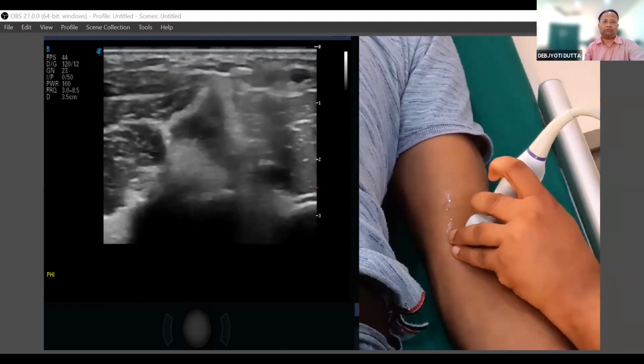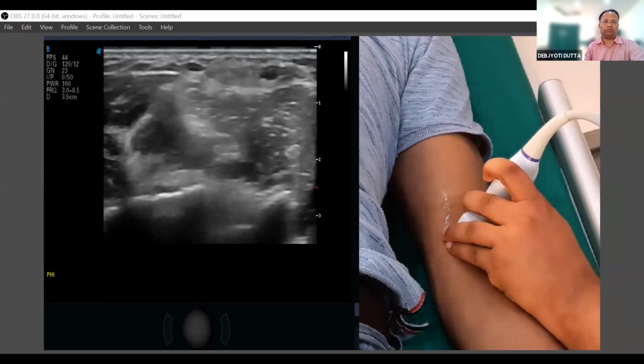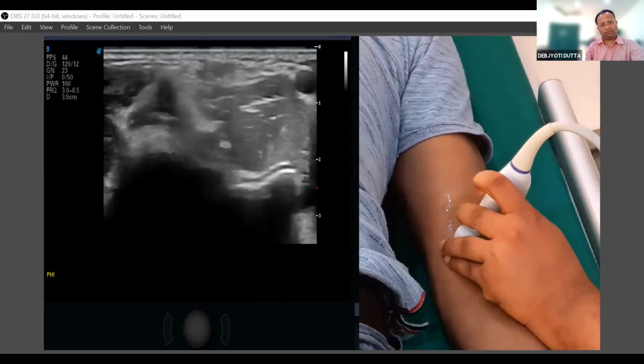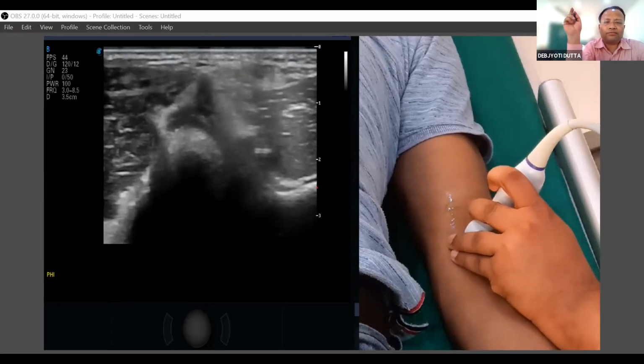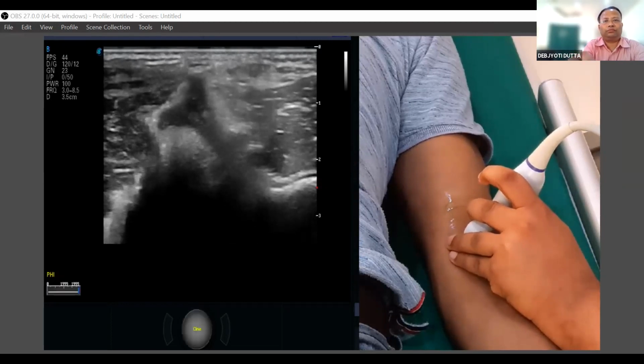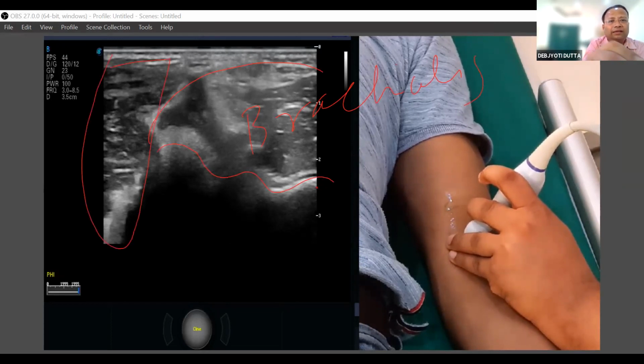Okay. First, try to note the interface of these muscles. Okay. So this is the brachialis, and the left side, this is the brachioradialis.